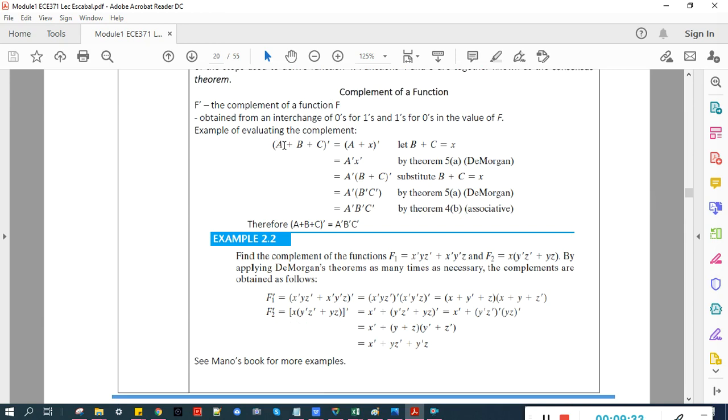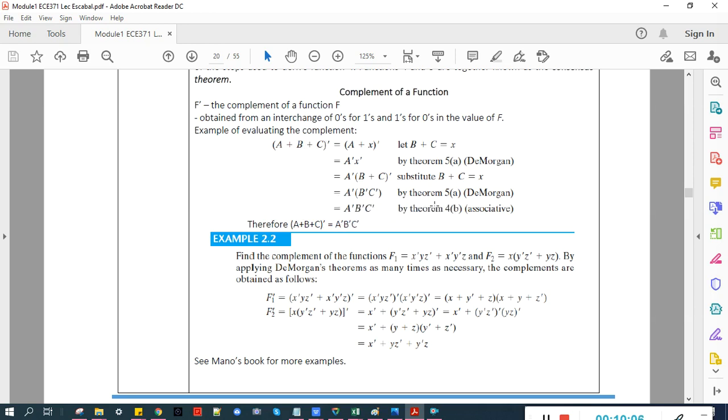Example of evaluating the complement. So a or b or c. Let's find the complement of this function. This is equal to a or x, then prime. Let b plus c equals x. After applying many theorems, we finally arrive at the final answer that the complement of a or b or c is equal to a prime, b prime, c prime.